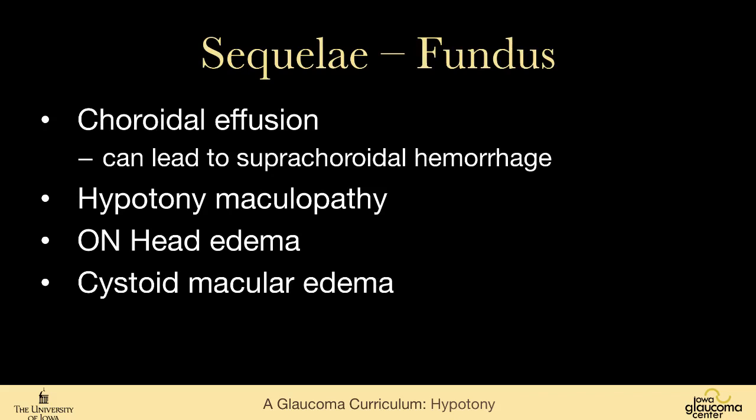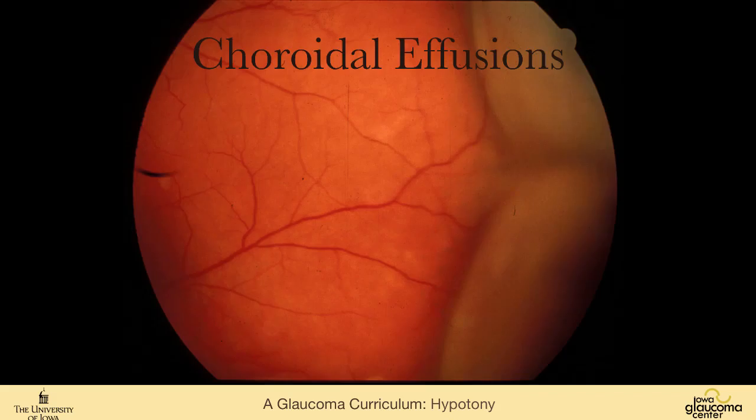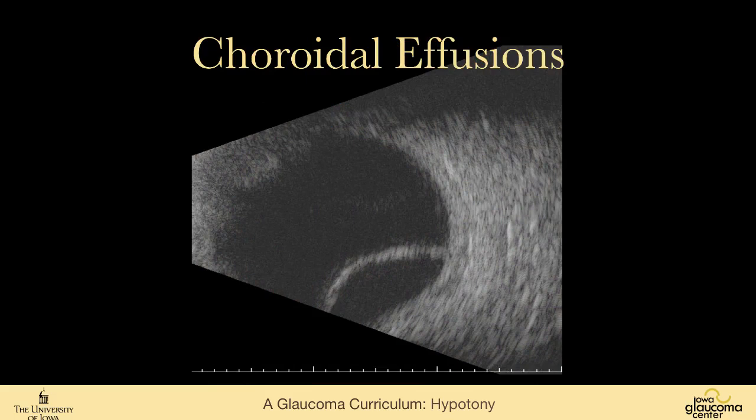You can have hypotony maculopathy, optic nerve head edema, or cystoid macular edema. So this is choroidal effusion in the far periphery. These are common and really not very concerning. They generally just will go away over time. And another choroidal effusion here on ultrasound, on a B scan.